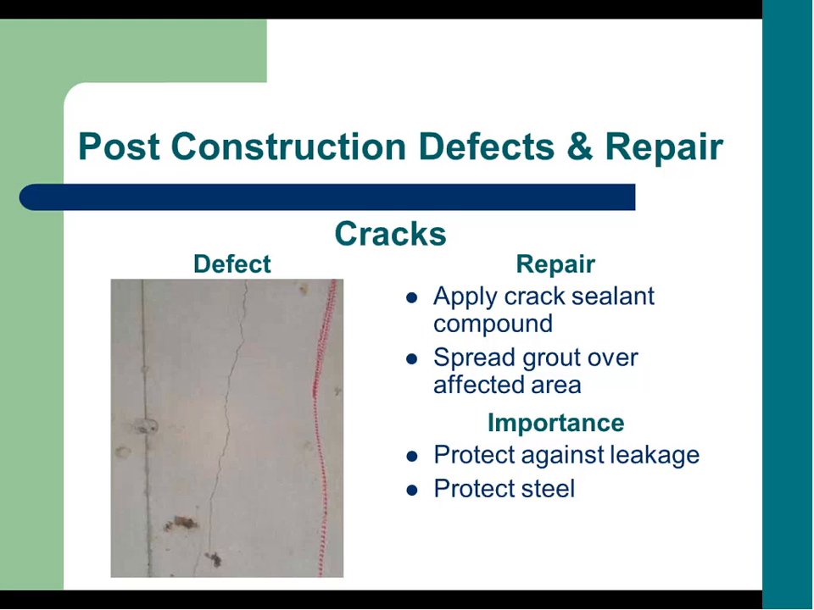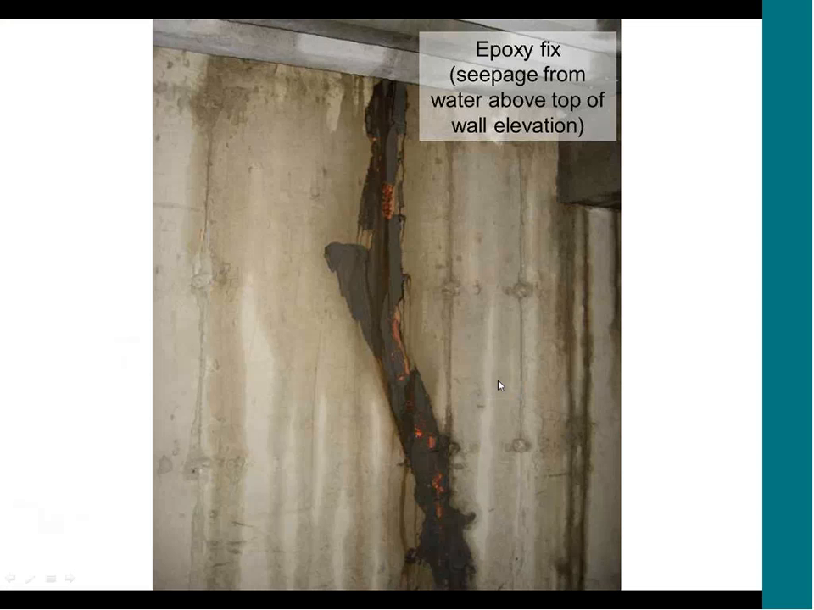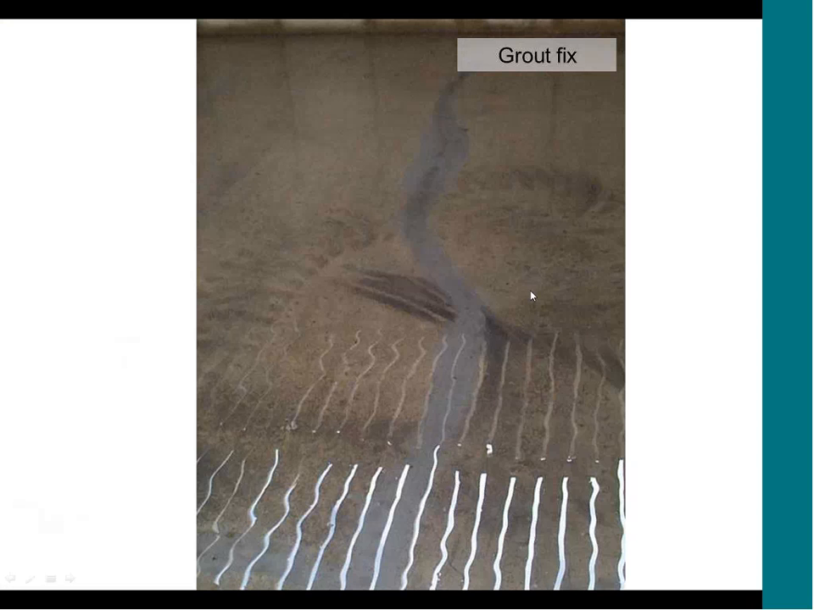If cracks do occur, we want them repaired with a crack sealant compound or a grout. Again, if there's some feathering or veining in the crack, you want to make sure you take out anything that's loose before you put that sealant or grout over. And again, it's to protect against leaks, and it's also to protect that steel. We don't want corrosion happening in that support. Some pictures of cracks that need to be fixed and the subsequent fix that happened. There's epoxy and grout.